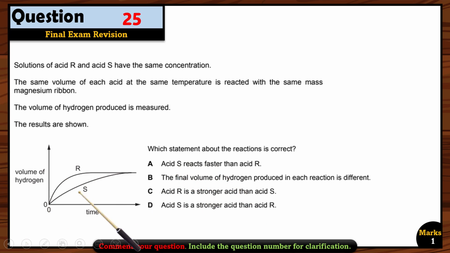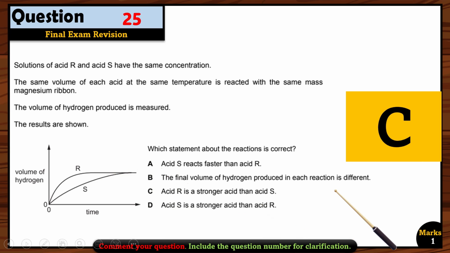Wrong. Acid S is reacting slower. You can see over here, the slope is low, whereas for R, the slope is more steep. So R is more reactive. The final volume of hydrogen gas produced in each of the reactions is different. Wrong. If you see, both the lines are combining with each other, right? So it means the volume of the hydrogen gas is equal. Acid R is a stronger acid than acid S. Yes, R is stronger than acid S. So option C is the right option over here.